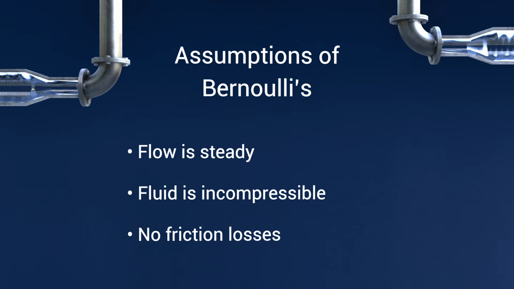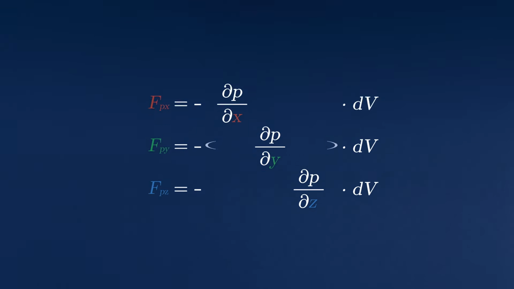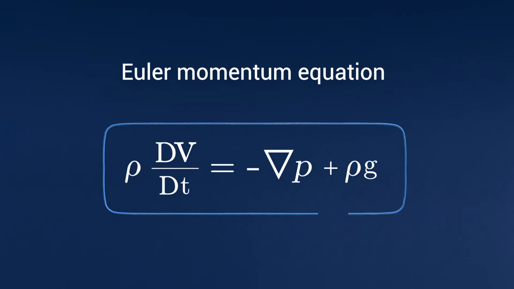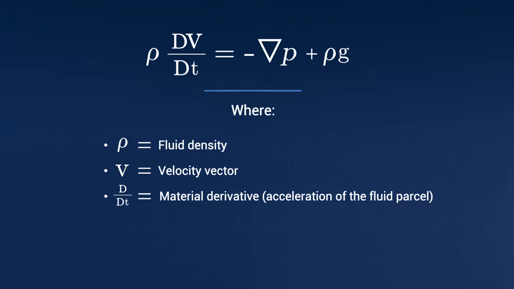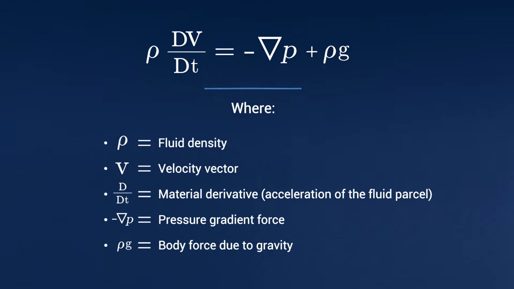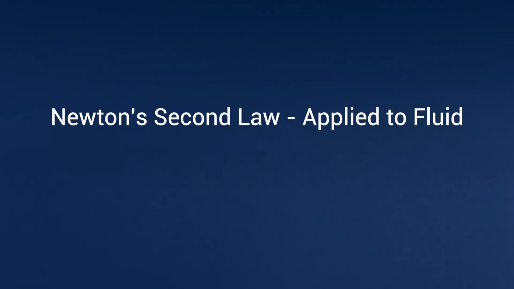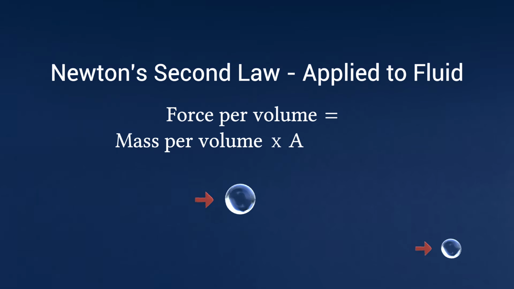The first derivation we are going to look at is when Bernoulli's equation is derived by integrating the Euler momentum equation: ρ Dv/Dt equals −∇p plus ρg, where ρ equals fluid density, v equals velocity vector, D/Dt equals material derivative, the acceleration of the fluid parcel, −∇p equals pressure gradient force, and ρg equals body force due to gravity, which itself comes directly from Newton's second law applied to a moving fluid. Force per volume equals mass per volume times acceleration.